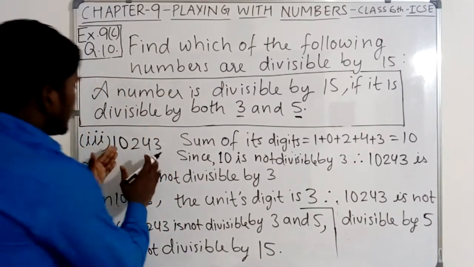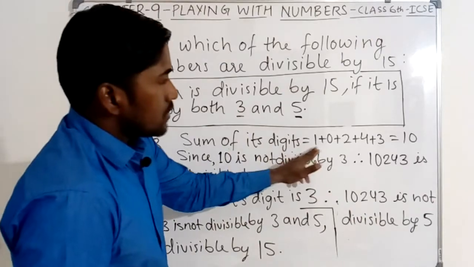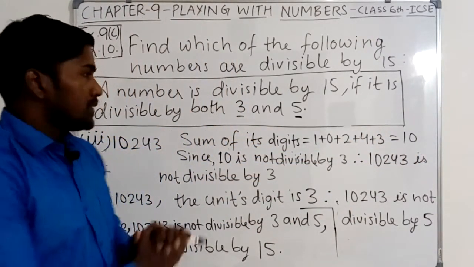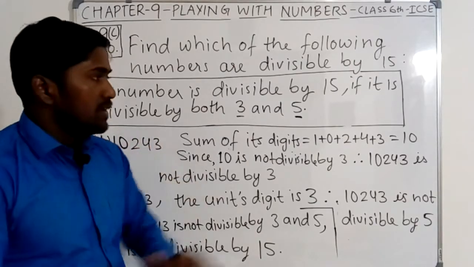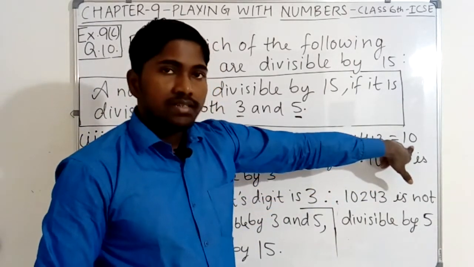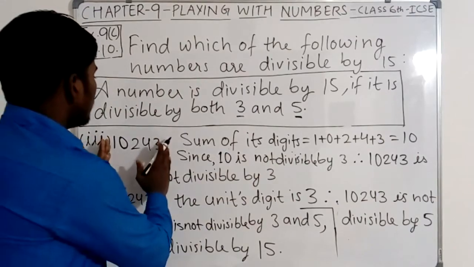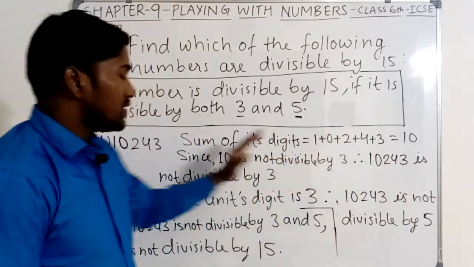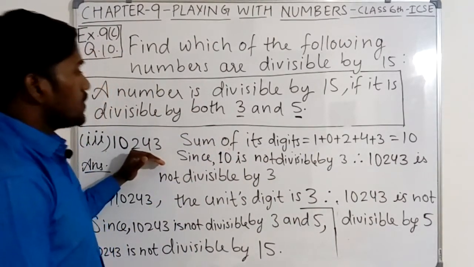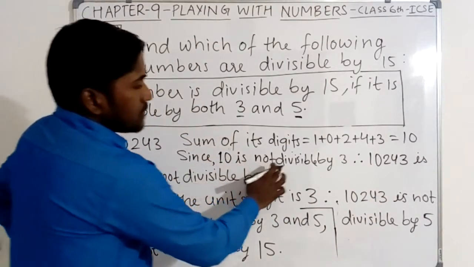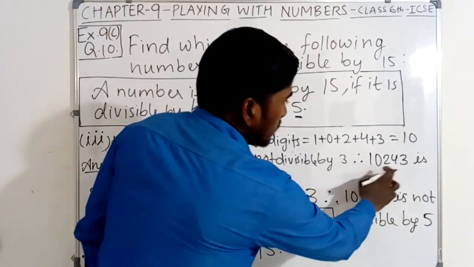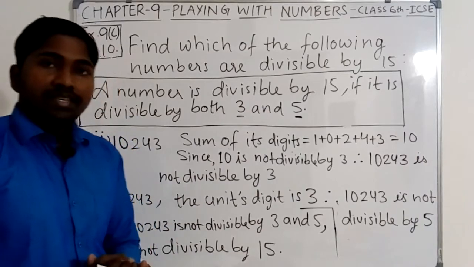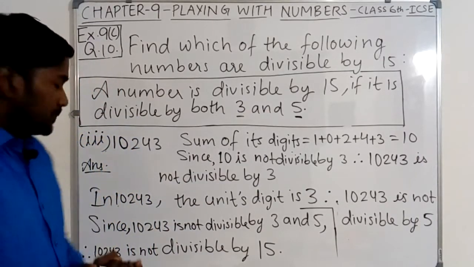So the sum of its digits is equal to 10, that means this number is not divisible by 3. Here 10 is not divisible by 3, it means this number is not divisible by 3. Only if the sum of its digits is divisible by 3, then the number is divisible by 3. So since 10 is not divisible by 3, therefore 10,243 is not divisible by 3. Now we have to check whether this number is divisible by 5 or not.